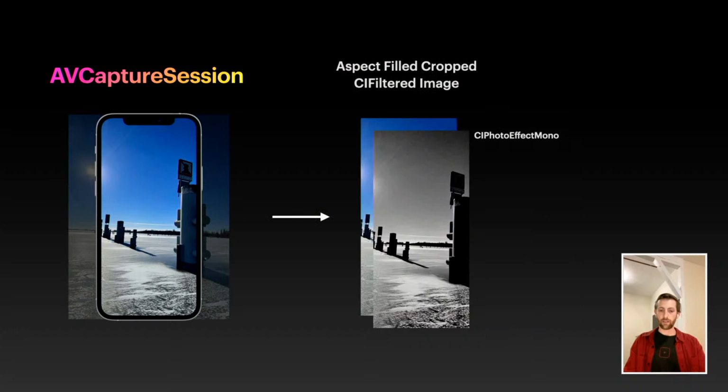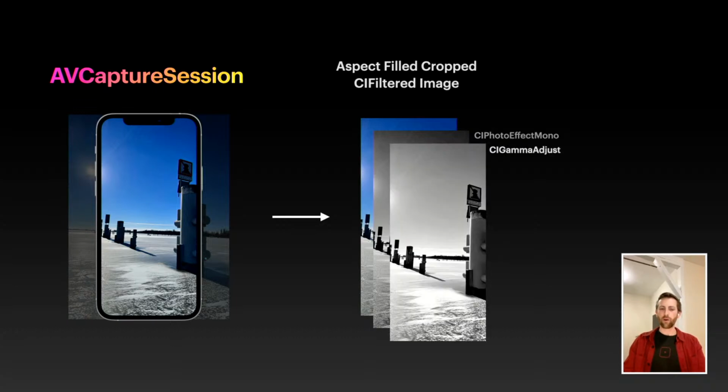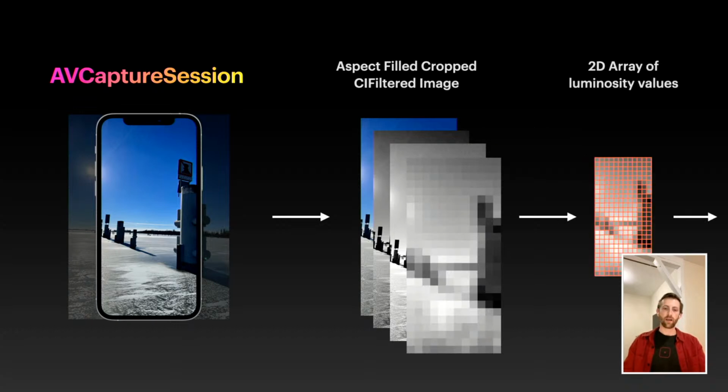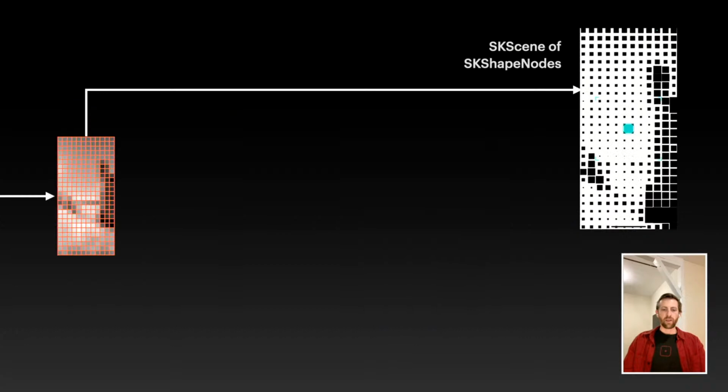From there, it's as simple as applying a bunch of Core Image filters. I changed the image to be monochrome, boosted the gamma of it, washed out the really light elements, and then resized it down. And what you end up with is this really nice 2D array of luminosity values. Now from here, this can be pumped straight to a SpriteKit scene of SKShapeNodes.